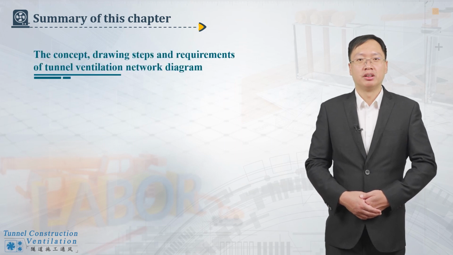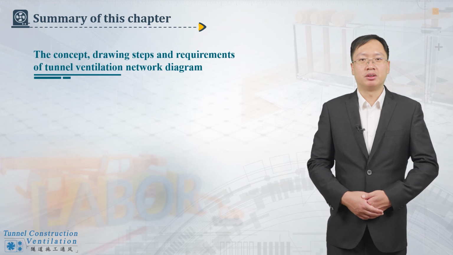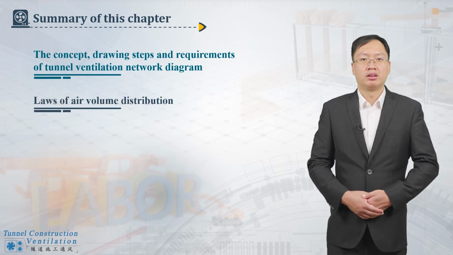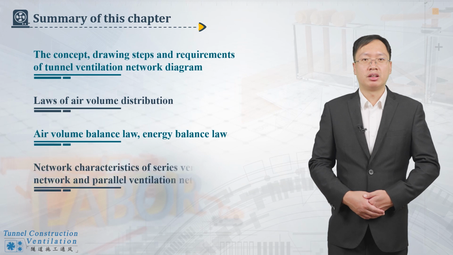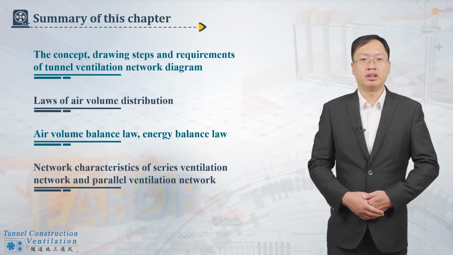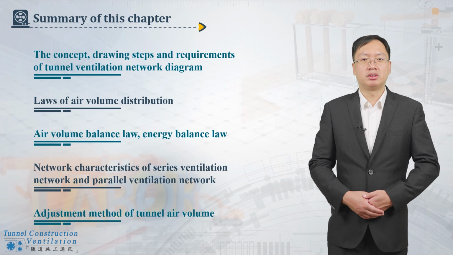Let's summarize the knowledge points learned in this chapter. In this chapter, we learned the concept, drawing steps, and requirements of tunnel ventilation network diagram, laws of air volume distribution, air volume balance law, energy balance law, network characteristics of series ventilation network and parallel ventilation network, and adjustment methods of tunnel air volume.